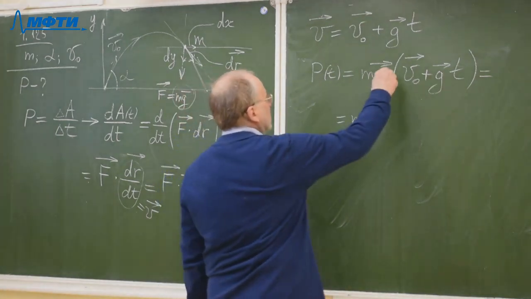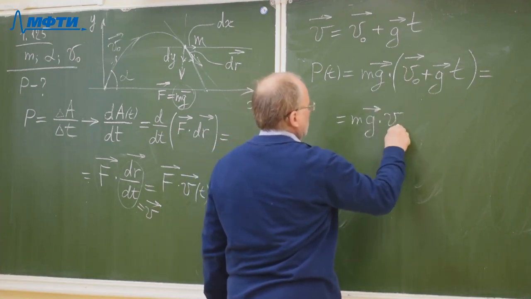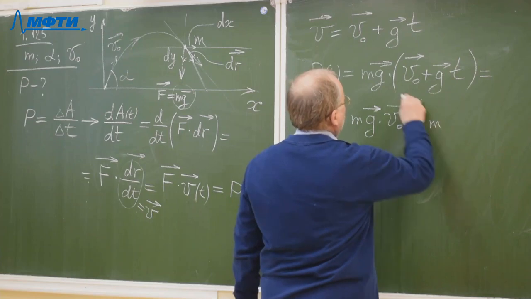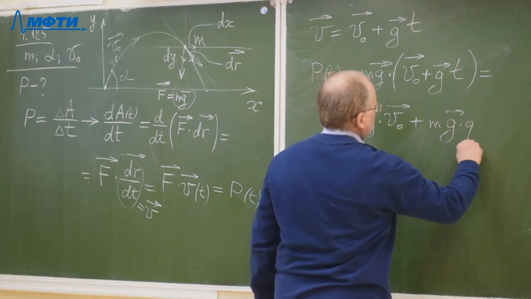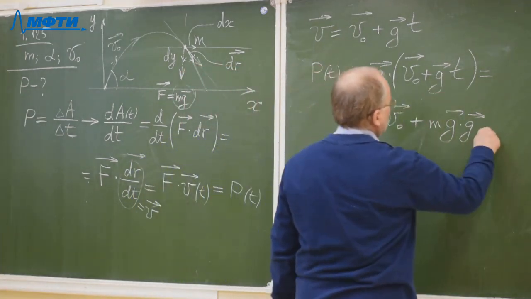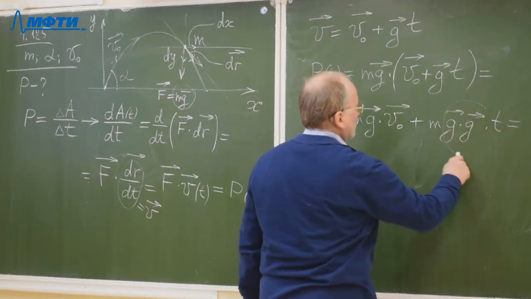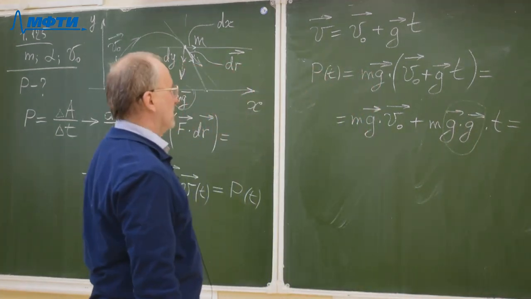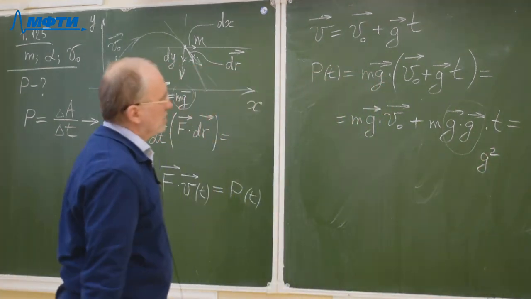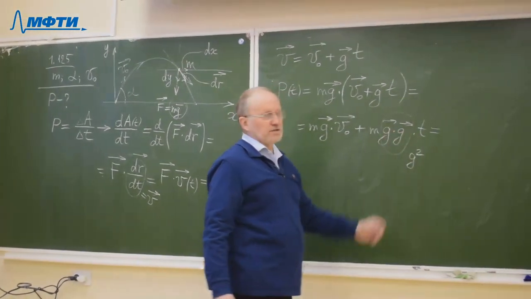So this is a scalar product, and we will have to find the scalar product of g with the initial velocity vector, plus m scalar product of g by itself, g multiplied by g, and time. Certainly, when a vector is multiplied by itself, this is just a scalar quantity g squared, because the cosine of the angle between these two vectors is unity. The angle is zero.